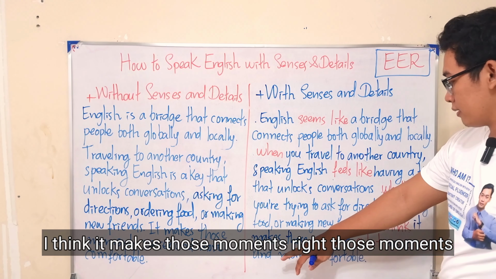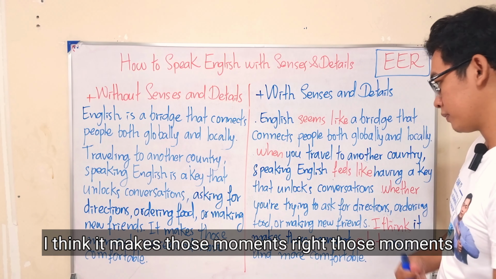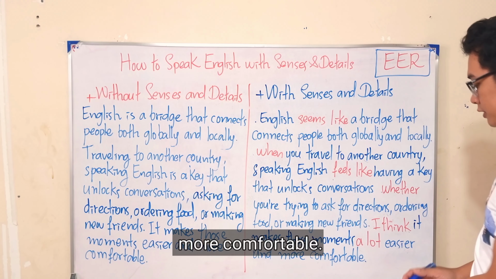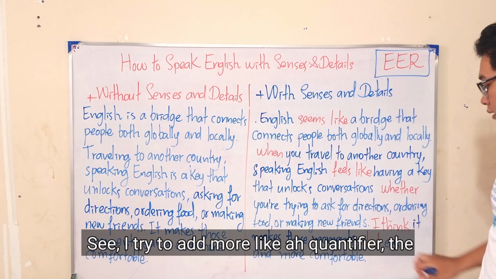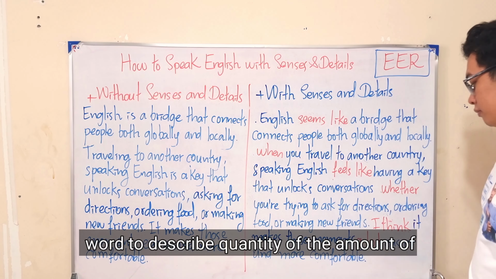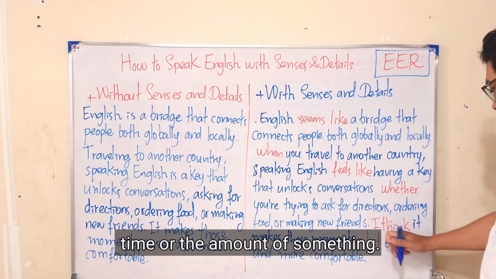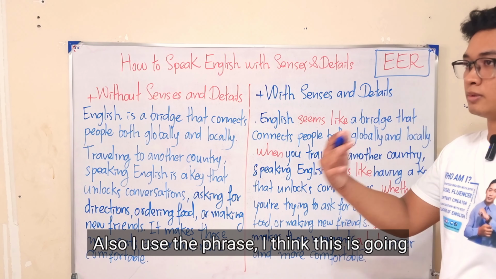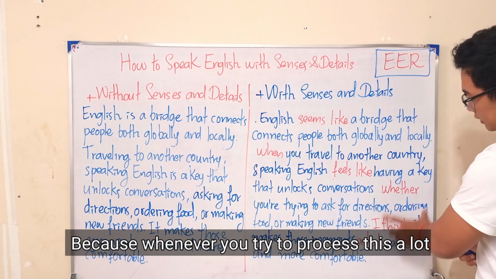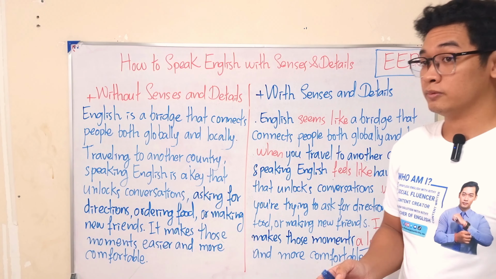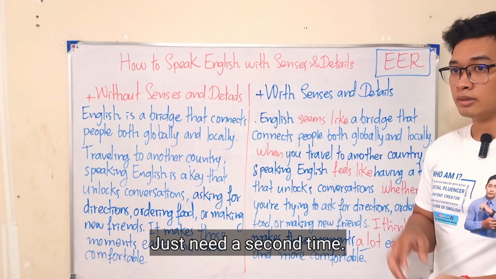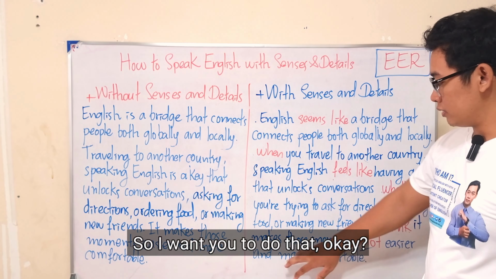I think it makes those moments, right? Those moments with the S, okay. Those moments a lot easier and more comfortable. See, I try to add a quantifier, the word to describe the quantity or the amount of time or the amount of something. Also, I use the phrase, I think, this is going to buy time. For speaking skill, we need that. Because whenever you process this a lot in your speaking, you're not supposed to be frozen. You are not supposed to be stuck. You're about to keep going. Just need a second of time. Yeah. So I want you to do that, okay?